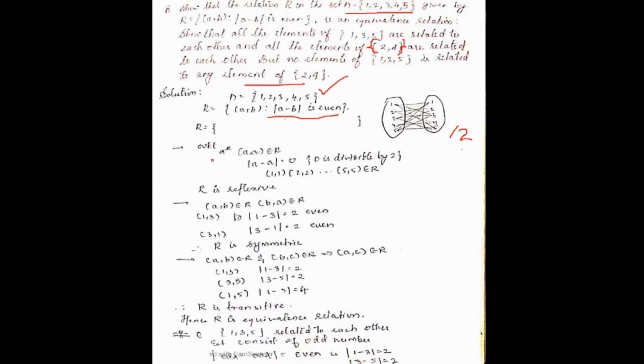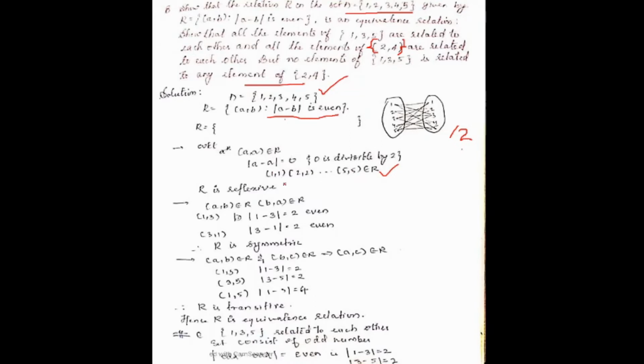So first one, we'll prove reflexive. We know that (a, a) belongs to R, so a - a = 0. That is 1 - 1 = 0. 0 divided by 2 is 0, so 0 is divisible by 2. So it is even. So that means each element is related to itself.